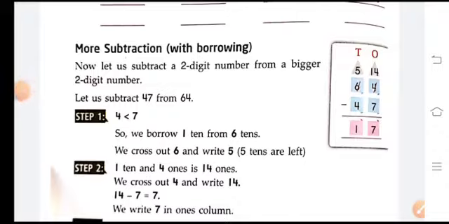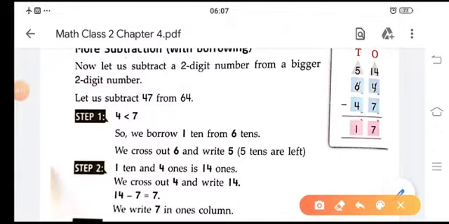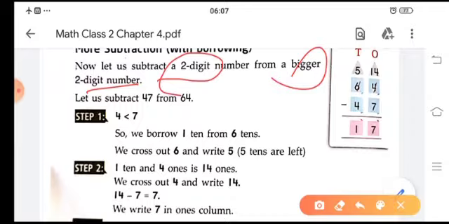Let's move on to other subtraction with more borrowing. In this subtraction, children, we will take a two-digit number from a bigger two-digit number. Let us subtract 47 from 64. Again we're going to write it in the form of tens and ones: 64, 47. Then again, children, you know that 7 cannot be subtracted from 4.